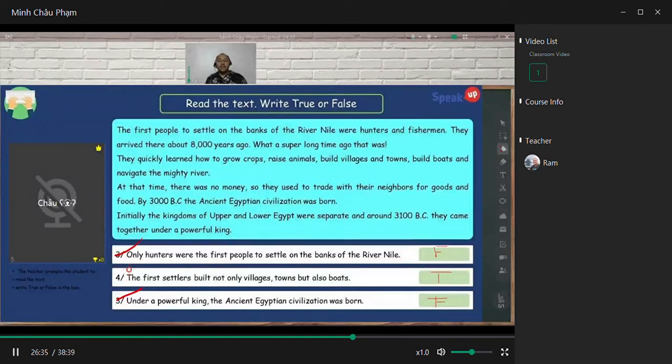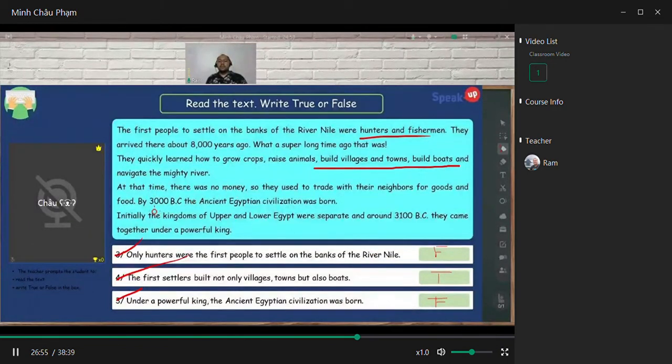All right, so I think you have all of your answers set. You are correct. Number 4 is true. So false, they're both hunters and fishermen. This is true. Build village, boats, and yep, this is correct. And the last one is false.